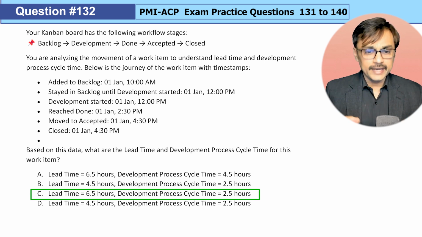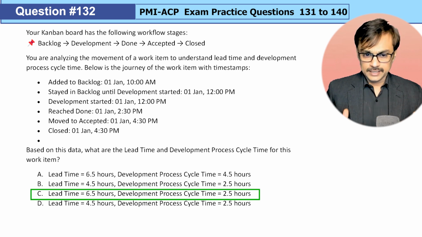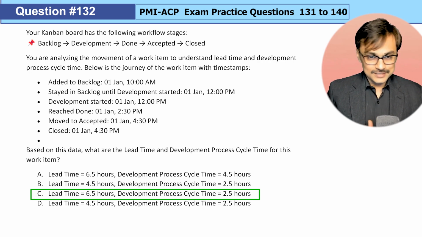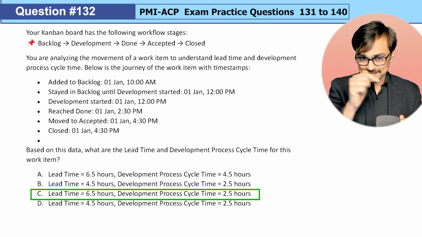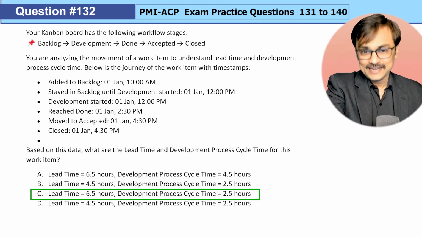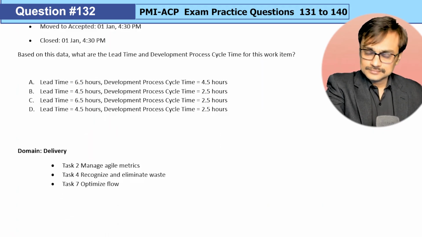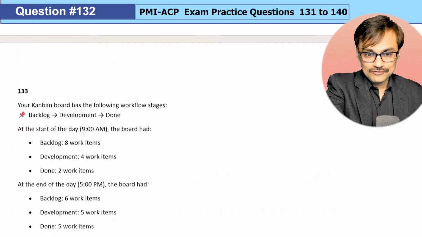So if I go with that, option C is the right answer because lead time is 6.5 hours and your development process cycle time is 2.5 hours. Any doubt, any confusion, put it in the comment area, we can have a conversation. So this maps to your agile metrics: recognizing and eliminating waste and optimizing the flow.